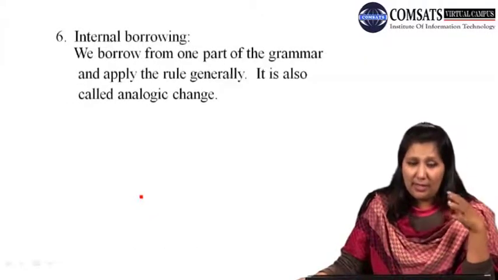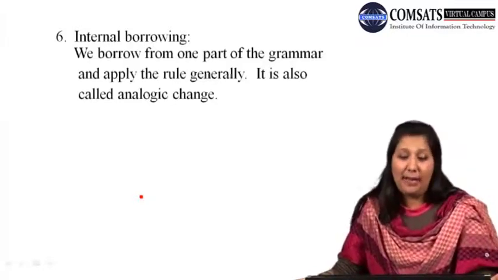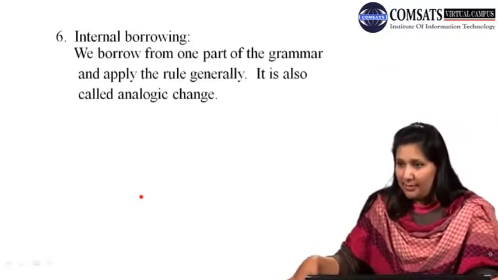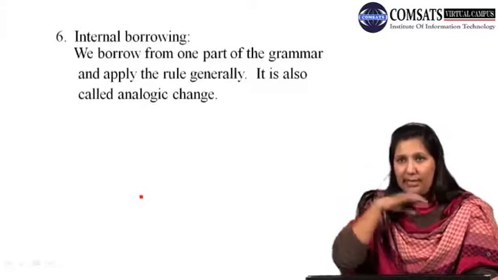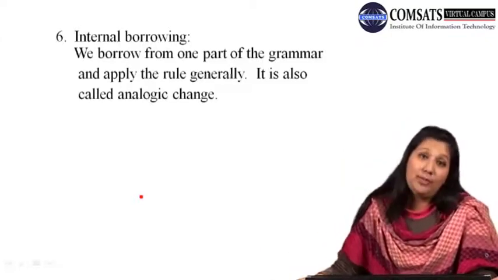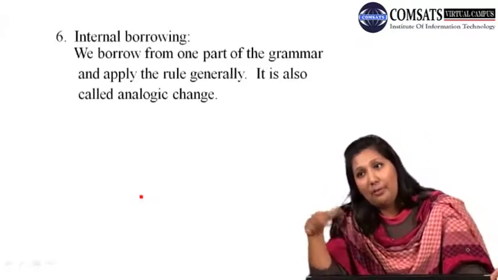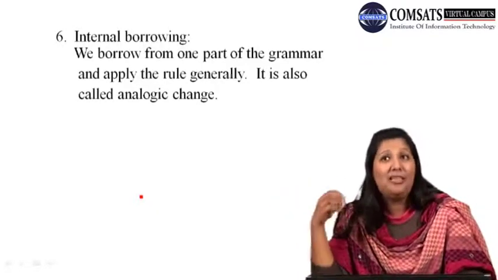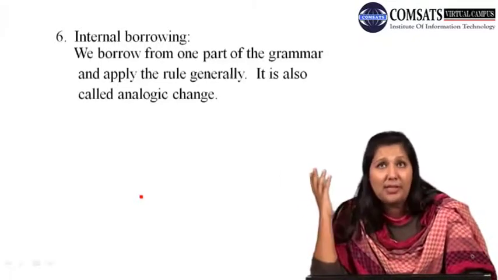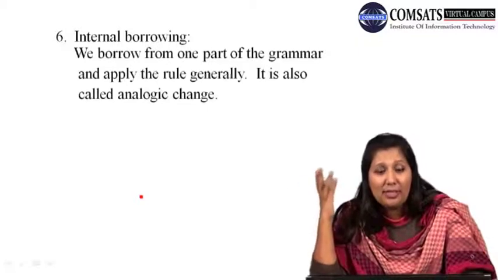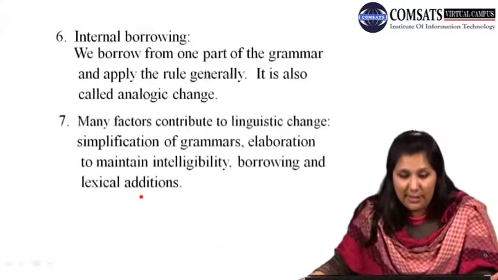Internal borrowings were also done. Overall, we borrow from one part of the grammar and apply the rule generally. We took up one part of grammar, we took up the rule, and then we applied it to all. As we said, the subject, verb and object order is a rule that should be applicable to all the sentences. But this is not perhaps 100% acceptable and applicable in today's language. It is also called analogic change.